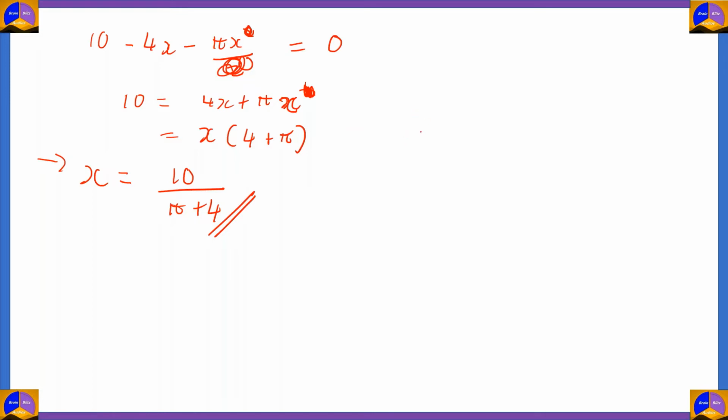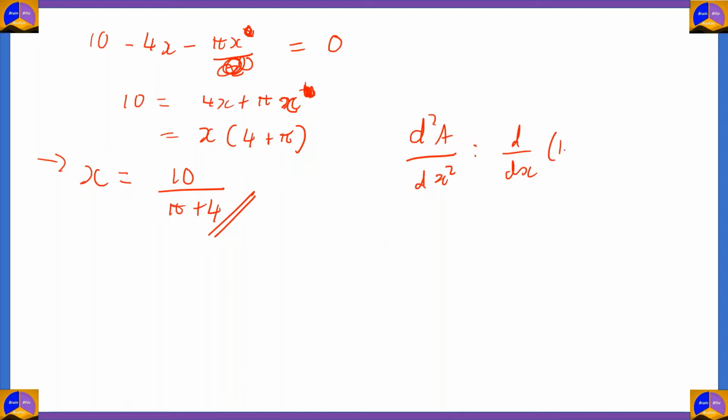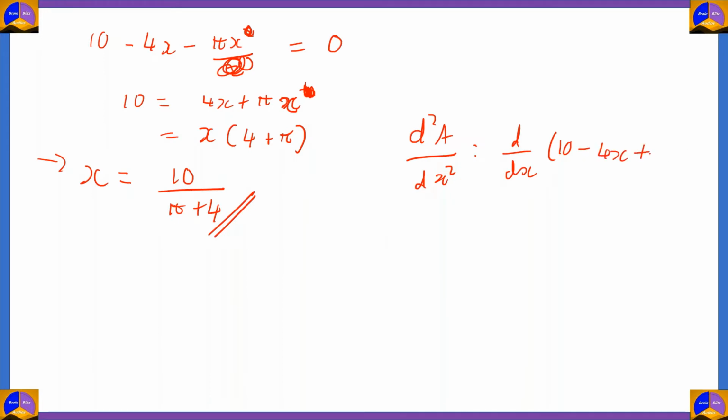The next thing we do is take the second derivative. So that is d squared A by dx squared. So that will be equal to d by dx of 10 minus 4x minus pi x. And so derivative of x is 1. So that leaves us with minus 4 and minus pi. 10 has no x, so it just vanishes to become 0. So what we get is minus 4 minus pi. And so this value is less than 0.